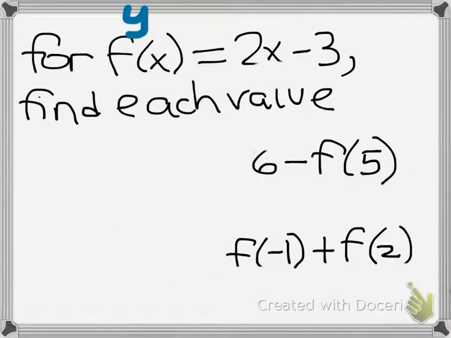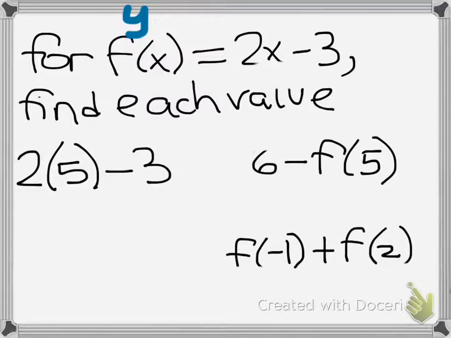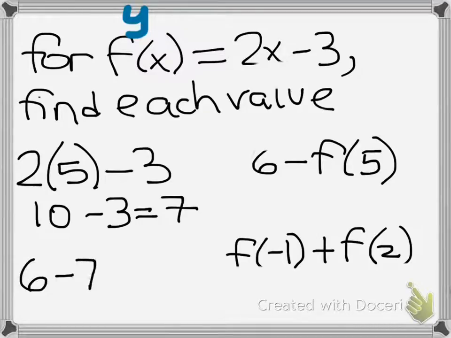Now we'll look at the next number. This is saying find 6 minus f of 5. So we need to find what f of 5 is first by plugging in 5 for x in the equation. So we have 2 times 5 minus 3. And that will give us what f of 5 is. So 2 times 5 is 10. 10 minus 3 is 7. And then if we plug that in for f of 5, we're doing 6 minus 7. So our answer is negative 1.